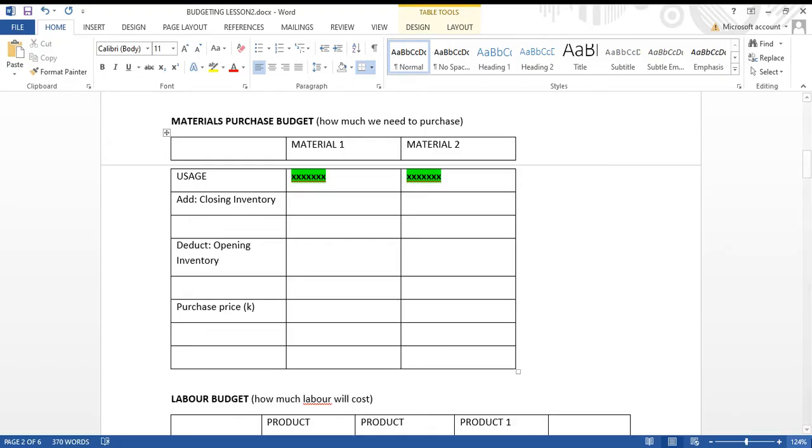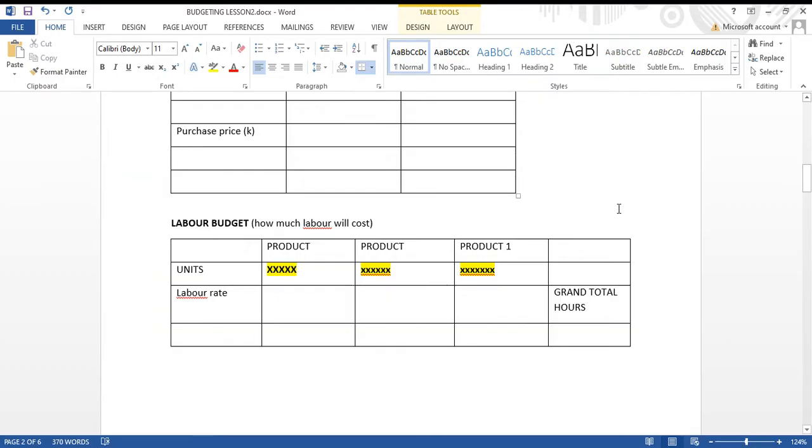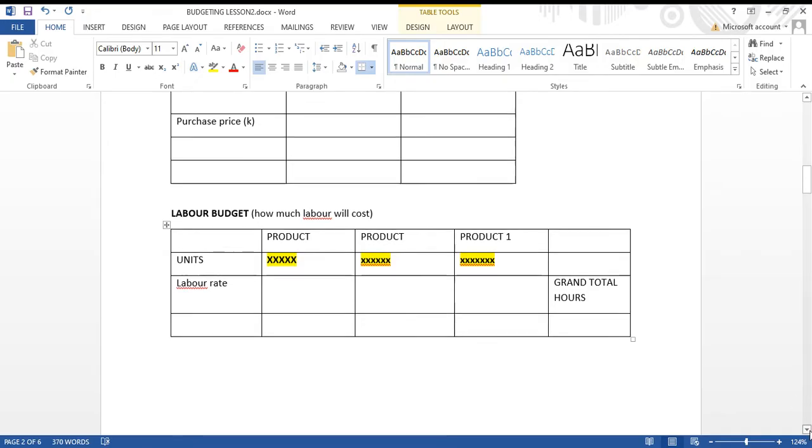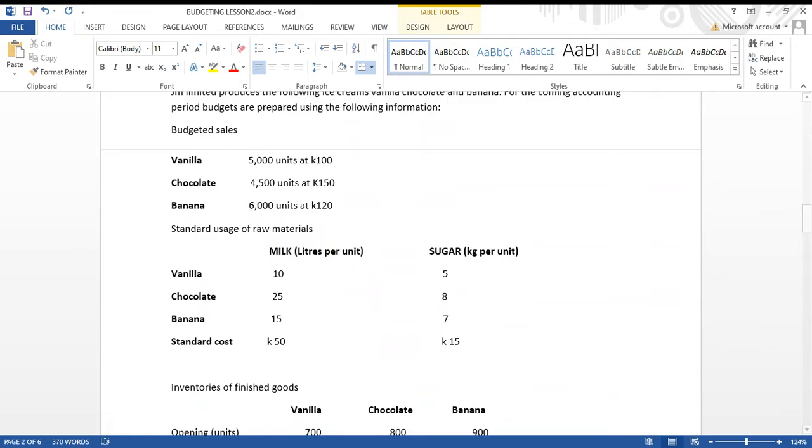And after we make the materials budget, we come to our labor budget. How much labor will be needed and the cost? Well, we're going to have the units and we multiply it by the labor rate, which will be given to us, so that we know how much labor is going to cost for that year. So I've got an example to illustrate all of this, which is here.